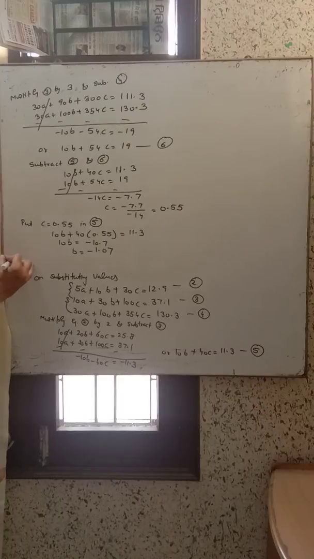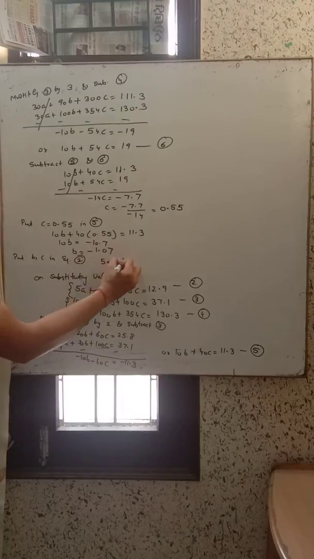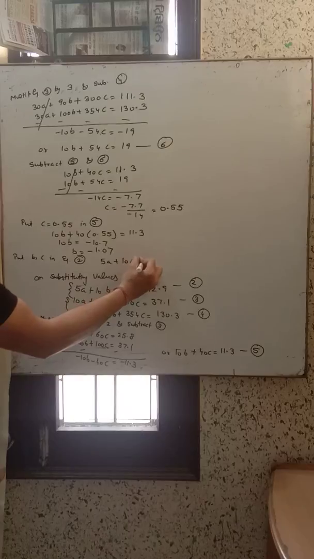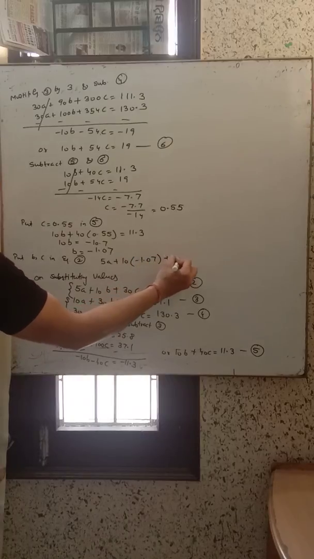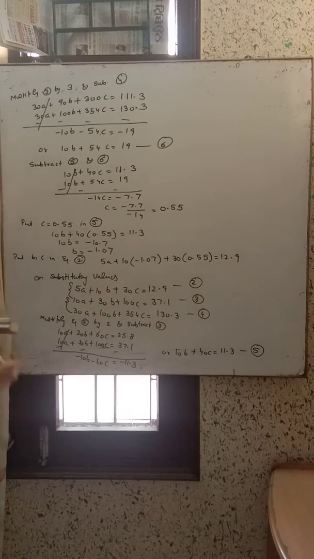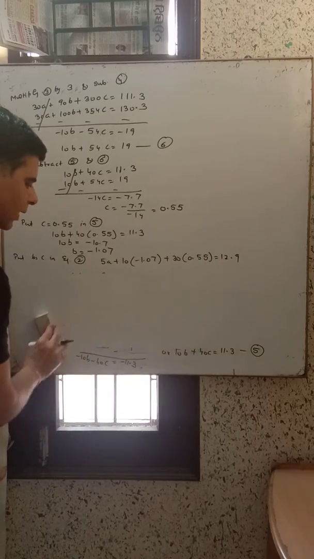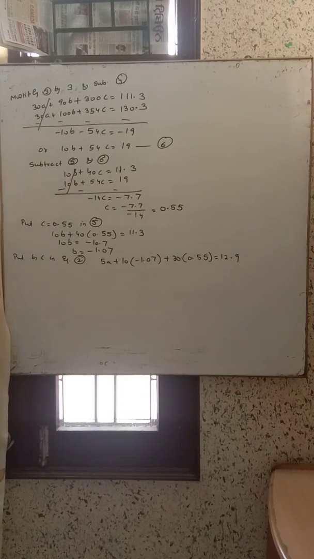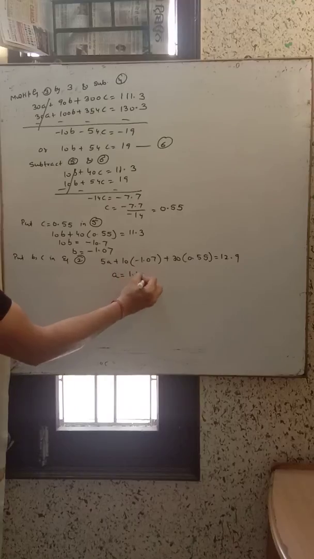Now we put b and c both in equation number, say, 2. We substitute b and c in equation number 2, and we get 5 times a plus 10 times b, which is minus 1.07, plus 30 times c, which is 0.55, is equal to 12.9. On solving this equation, we get the value of a, and a comes out to be 1.42. This is the value of a.